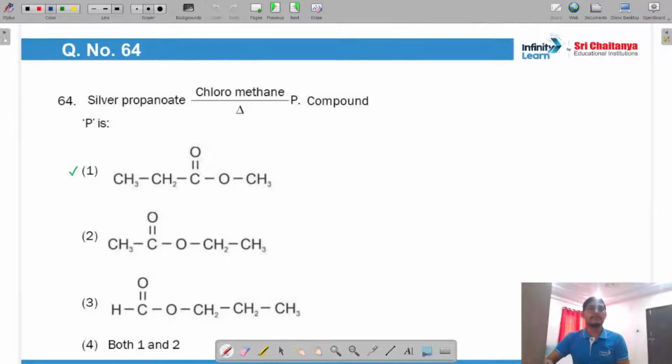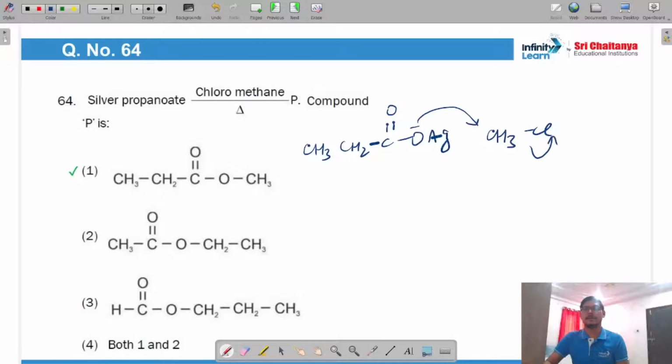Silver propanoate and chloromethane. This is a nucleophilic substitution. Silver propanoate is this, Ag, and chloromethane is CH3Cl. So this is nucleophilic substitution. Okay, this carboxylate will attack and it will get replaced. So this would be the product, an ester.